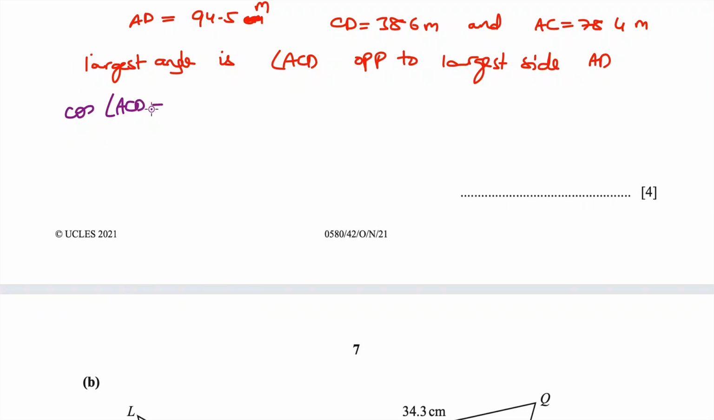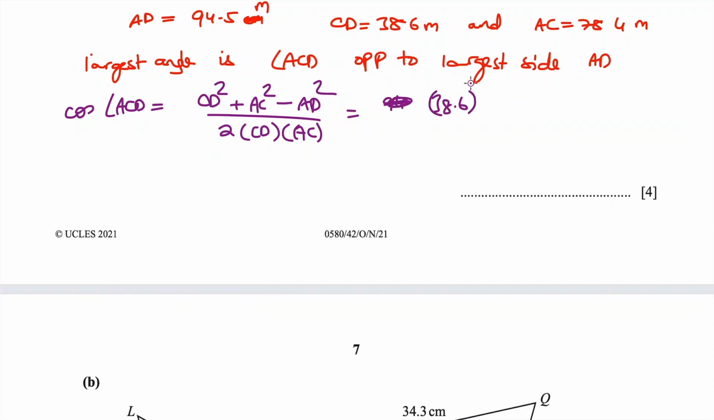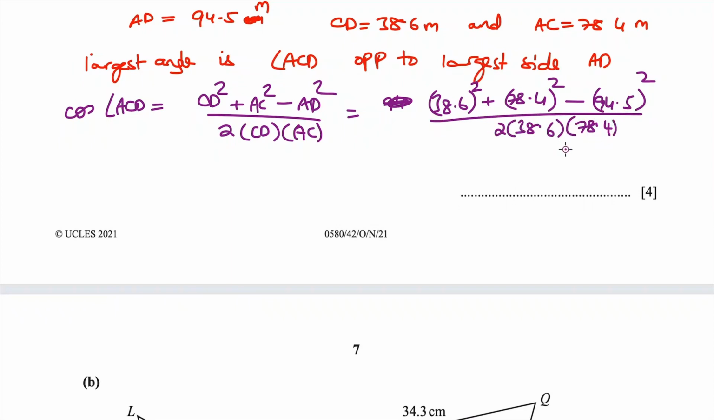So therefore, cos of angle ACD is equal to CD square plus AC square minus AD square divided by 2 into CD into AC. This is equal to 38.6 whole square plus 78.4 whole square minus 94.5 whole square divided by 2 into 38.6 into 78.4. And if I calculate the value, this value will turn out to be minus 0.213752 and so on. So therefore, angle ACD is equal to cos inverse of this value.